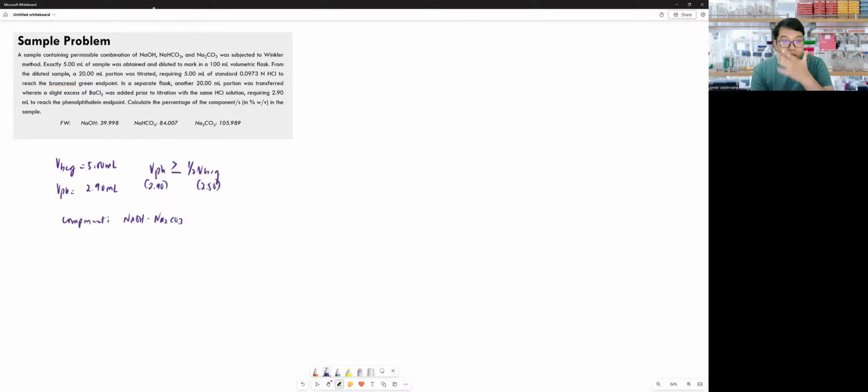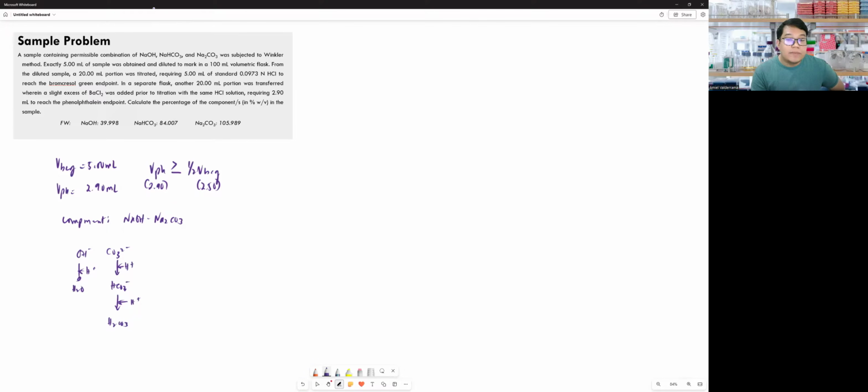Okay? So, ngayon, i-calculate na natin to. Dito, since ito yung laman natin, OH minus, tsaka CO3 2 minus. Nag-titrate daw tayo gamit ang H plus, until naging water siya. Ito ay naging bicarb. Tapos yung bicarb natin ay tatitrate ulit natin until maging carbonic acid.